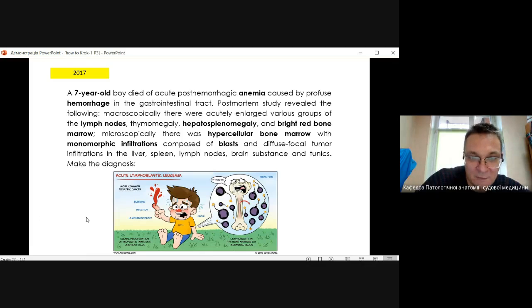Do you remember that? That poor boy with the blasts, with the bleeding, with the anemia. See, that's the most common pediatric cancer, acute lymphoblastic leukemia. And see, you have to associate that exactly with this kind of leukemia, not myeloblastic.